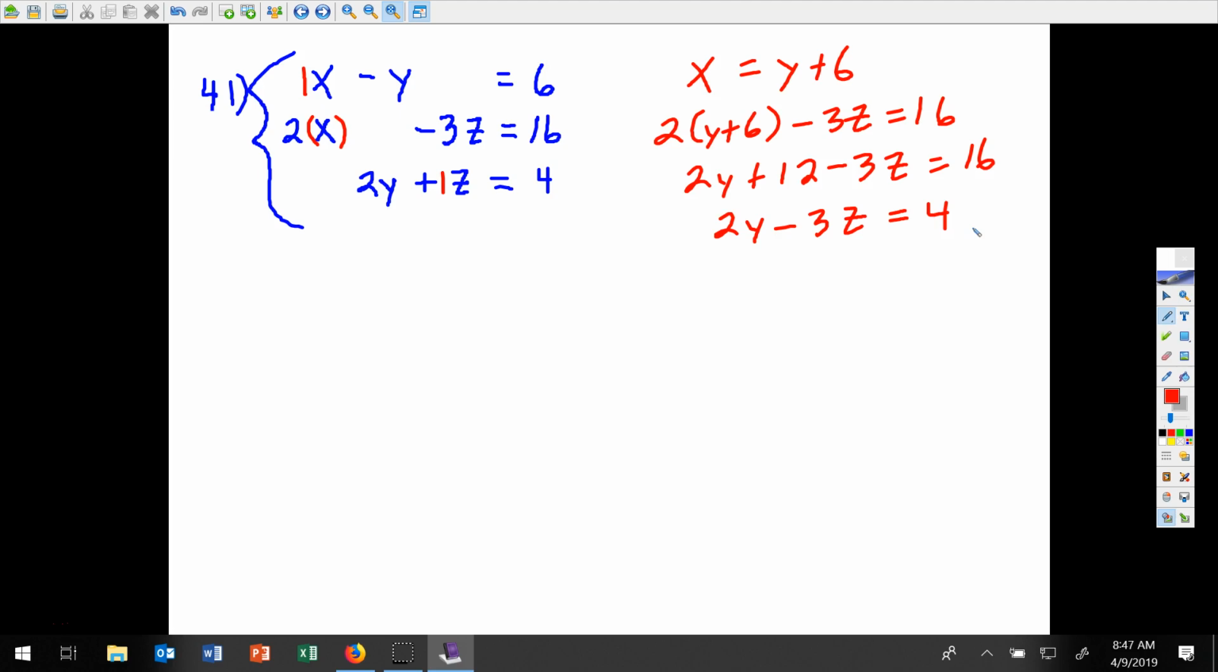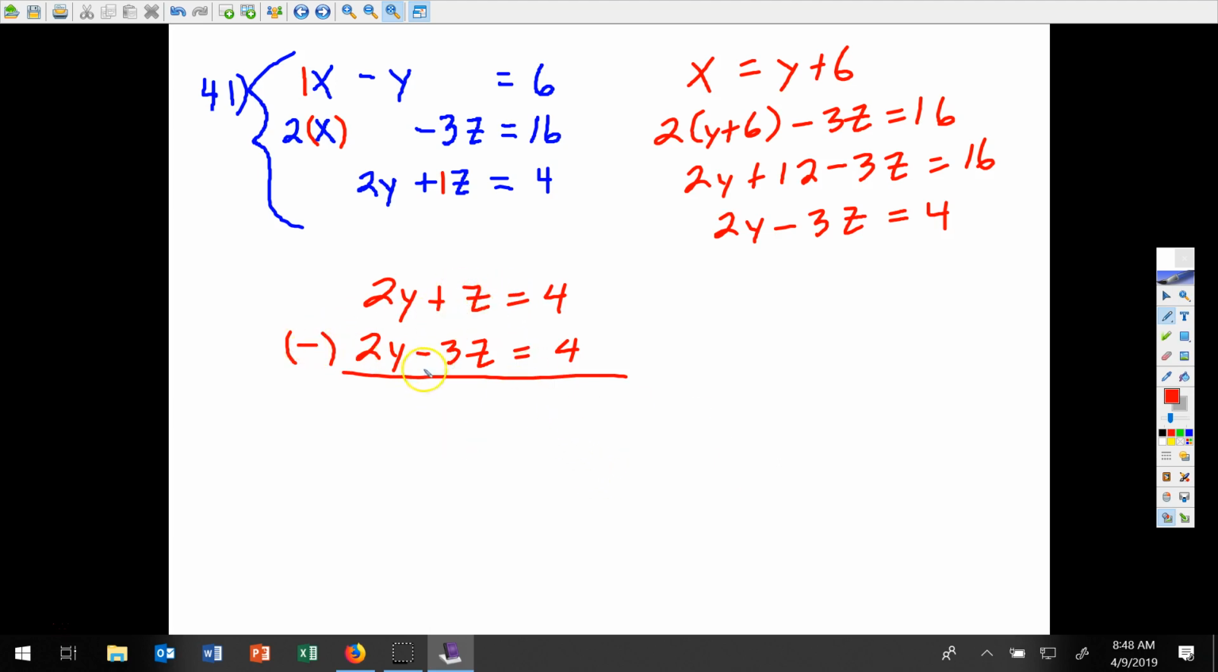pretty perfectly. They already have 2y that will cancel with subtraction. So I'm going to take this bottom equation and this result of substitution, and I'm going to solve, in this case, for z using elimination. And that's pretty simple. I just have to subtract them.